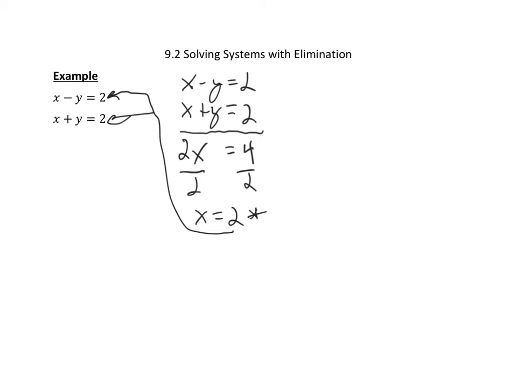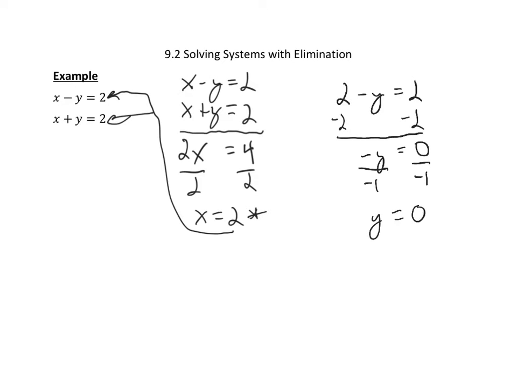So let's say we pick the top equation, x minus y equals 2. If I plug 2 in for x, I'd have 2 minus y equals 2. And if I solve that for y, I would say, okay, let's subtract 2 over. That gives me negative y equals 0. And so I could divide both sides by negative 1, and that tells me y equals 0. So the solution to this system of equations is (2, 0).